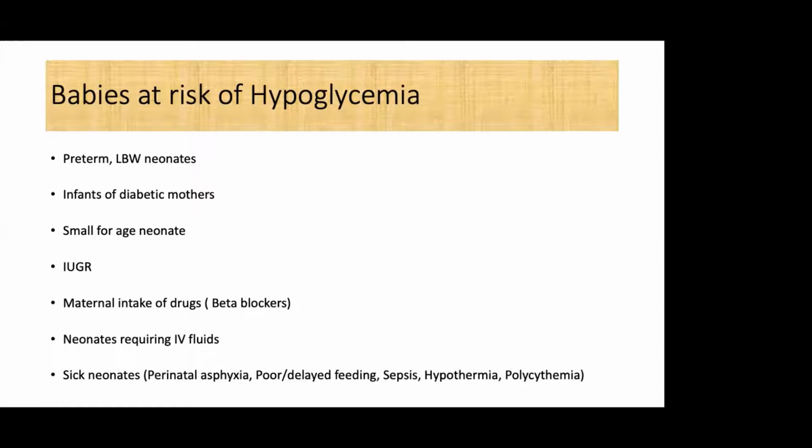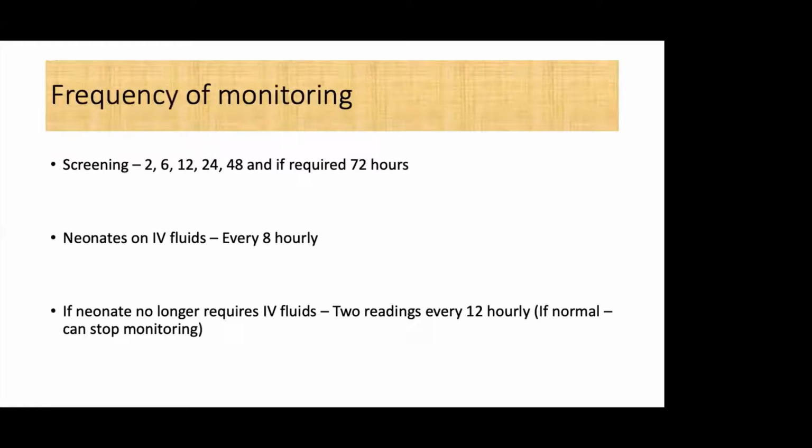So what are those babies? First are premature and low birth weight neonates, infants of diabetic mothers, small for gestational age babies and IUGR babies. And if the mother has taken some drugs like beta blockers, the neonates can also develop hypoglycemia. And neonates who are requiring IV fluids, and all sick neonates like perinatal asphyxia, babies with delayed feeding, sepsis, hypothermia, polycythemia, they all can develop hypoglycemia. So these babies have to be monitored for blood sugar at frequent intervals.